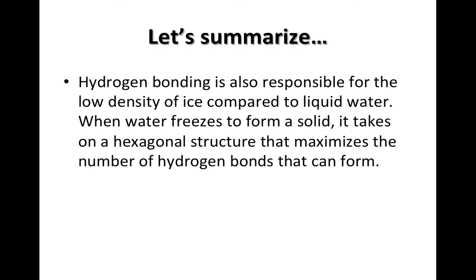Hydrogen bonding is also responsible for the low density of ice compared to liquid water. When water freezes to form a solid, it takes on a hexagonal structure that maximizes the number of hydrogen bonds that it can form. This hexagonal structure causes the density to change because the molecules are spread out. Therefore, if they're spread out, they have lower densities, and thus ice floats.